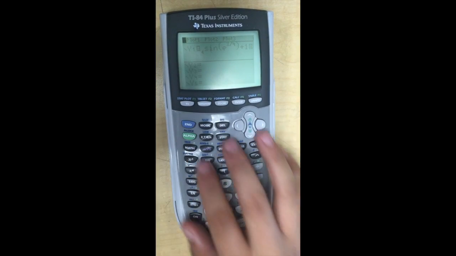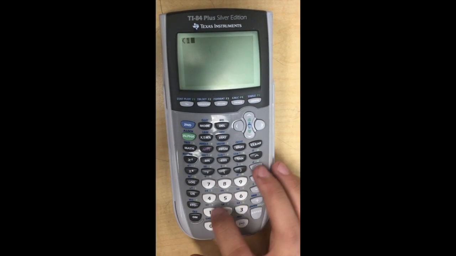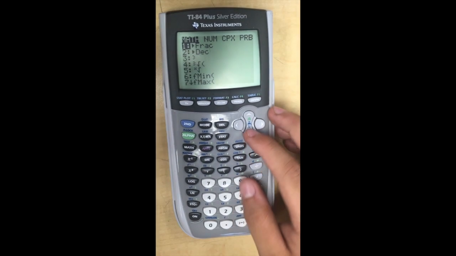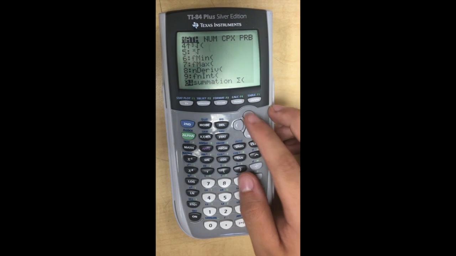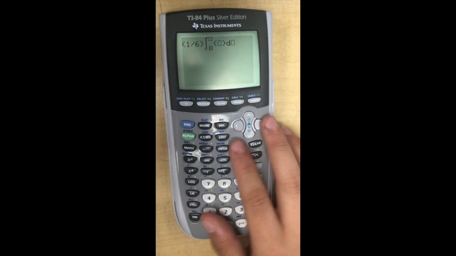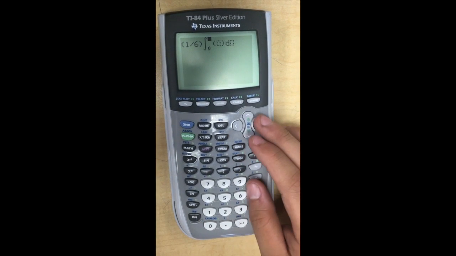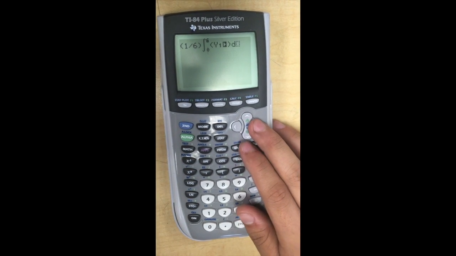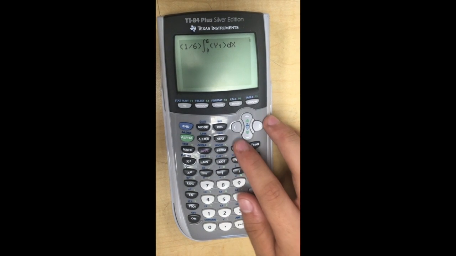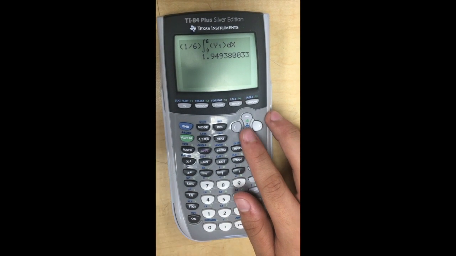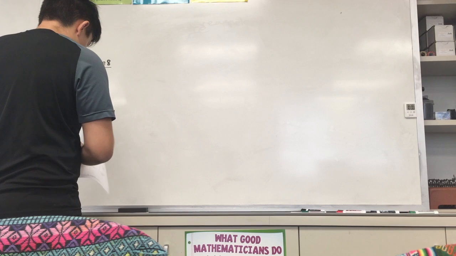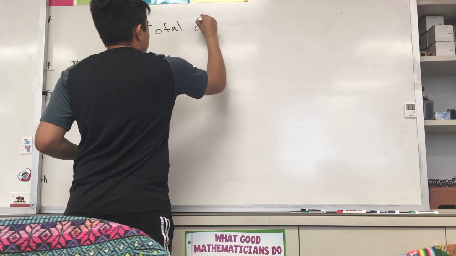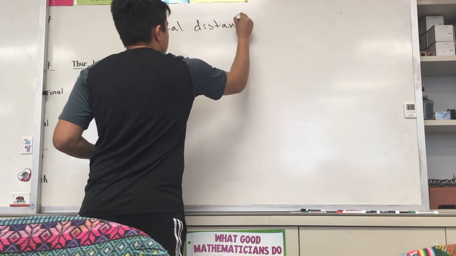So the way you do it is basically you go 1 divided by 6 because that is the average, and then math 9, or you just scroll down to number 9, and then put 0 to 6. Since we already have it in the y values, I went to alpha trace y1 with respect to x, and it still gives you 1.949.